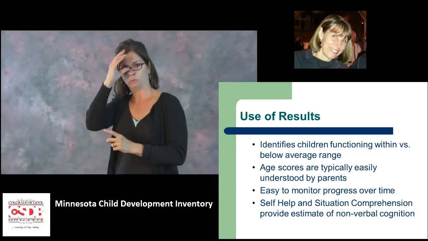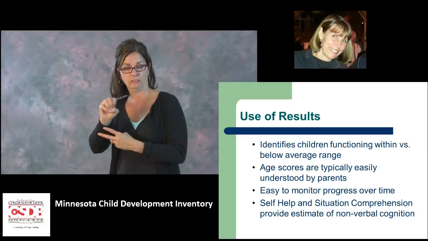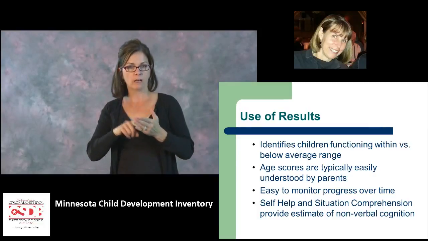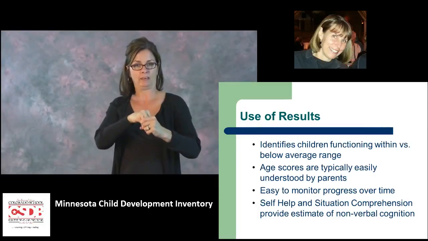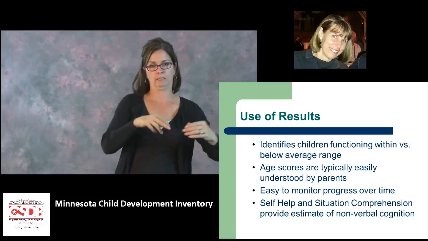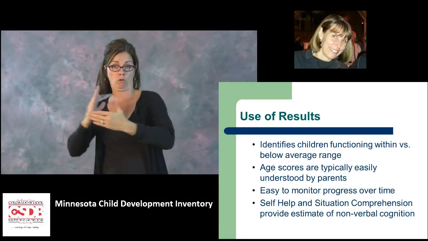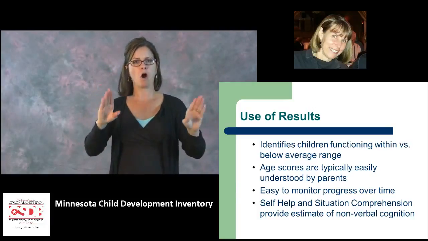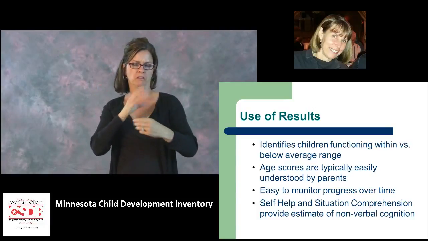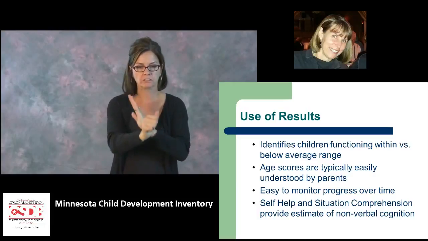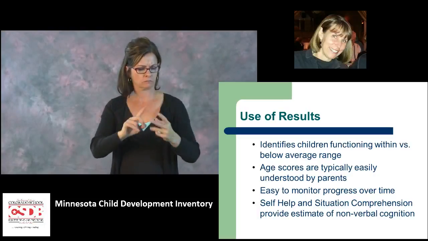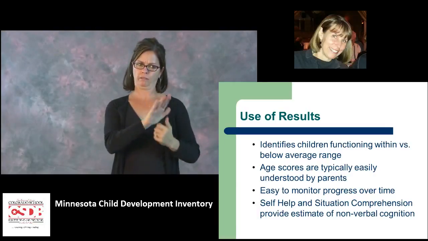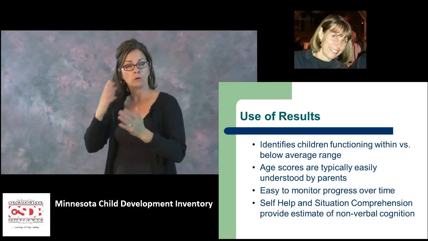So remember, one of the things that you can do with the results from this test is identify children who are functioning within versus those functioning below the average range. So for Jack, what we found is that overall, developmentally, he appears to be functioning within the average range. His motor skills are where they should be, his thinking skills appear to be where they should be, his self-help skills are where they should be. But he has a very specific area of delay, and that's in the area of language.